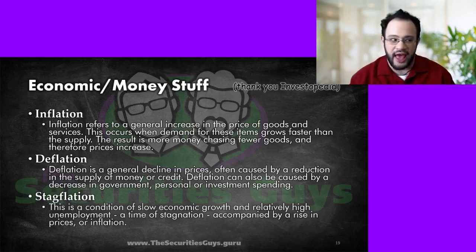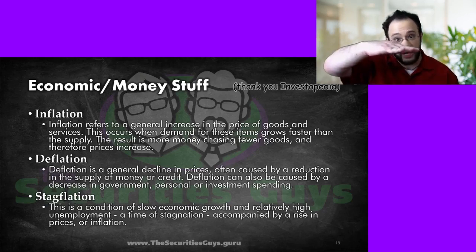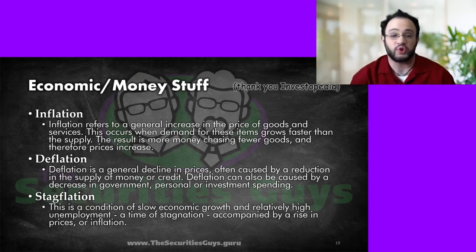Stagflation is the unicorn of economic systems and economic events. It's a condition of slow economic growth and relatively high unemployment. It really doesn't happen, at least not for extended periods of time. A time of stagnation accompanied by a rise in prices, or inflation. Normally, stagnation causes level prices, maybe slight deflation. But when you combine it with inflation, it can be incredibly dangerous.